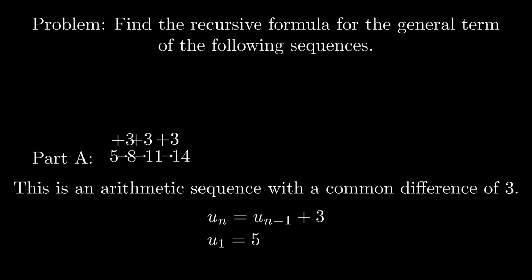Our recursive formula in this case is u n is equal to u n minus 1 plus 3. And remember, we need an initial condition. So the first term here is u1 equal to 5. Together, this completely defines the sequence recursively. So keep in mind, we need the general term and we need u1.